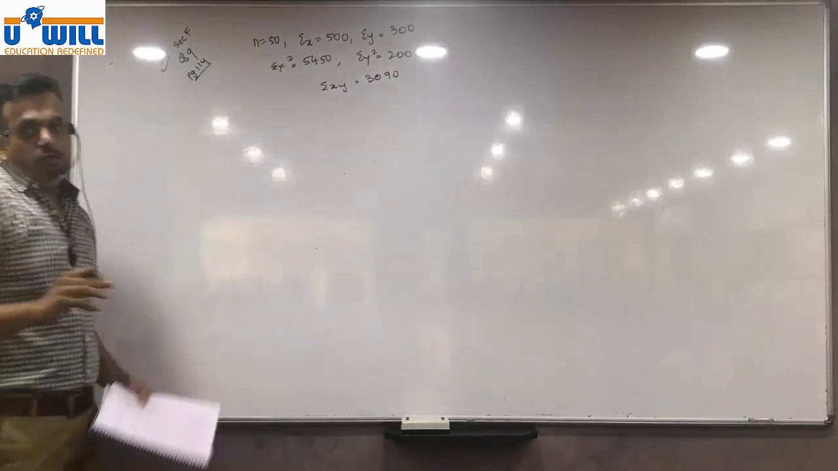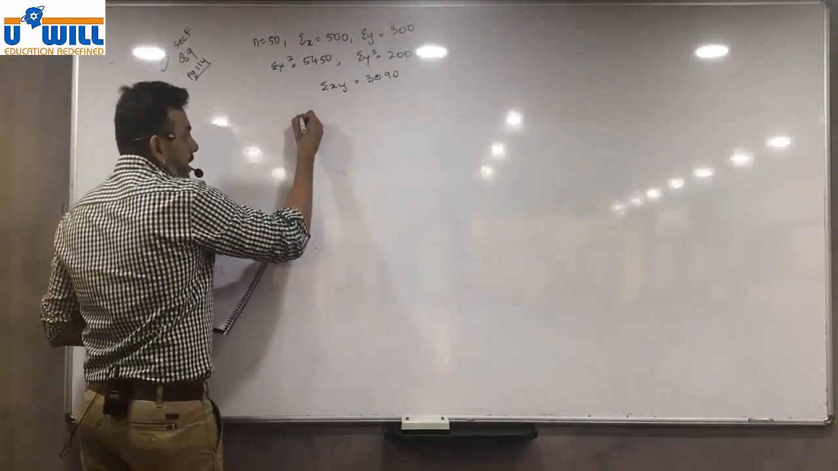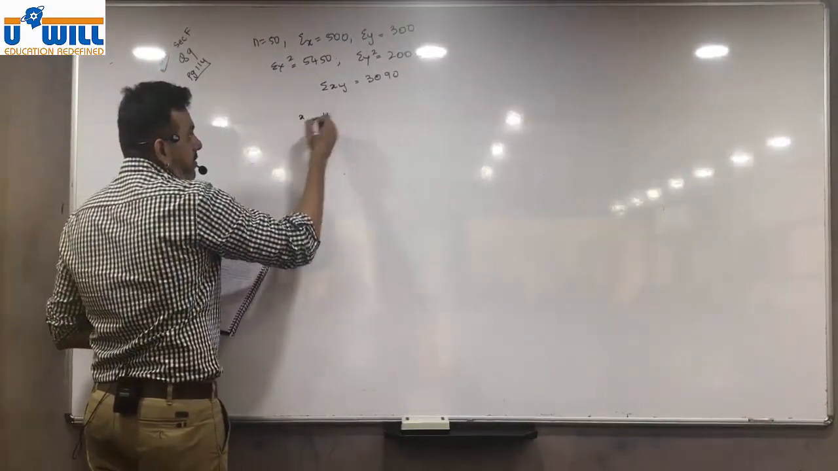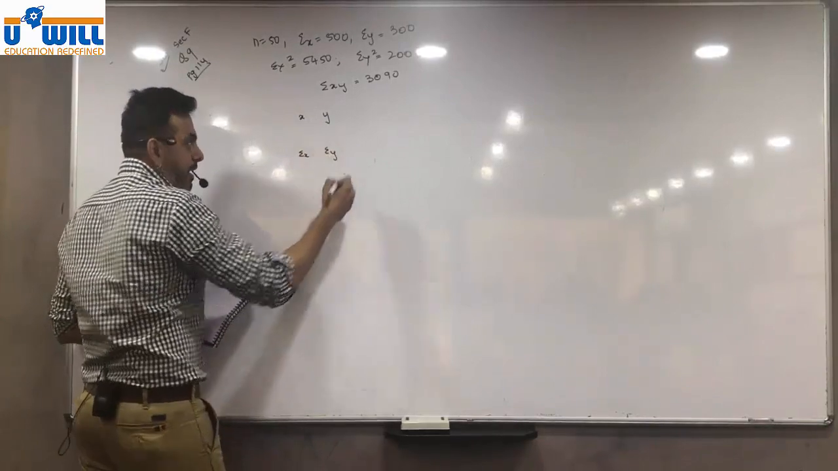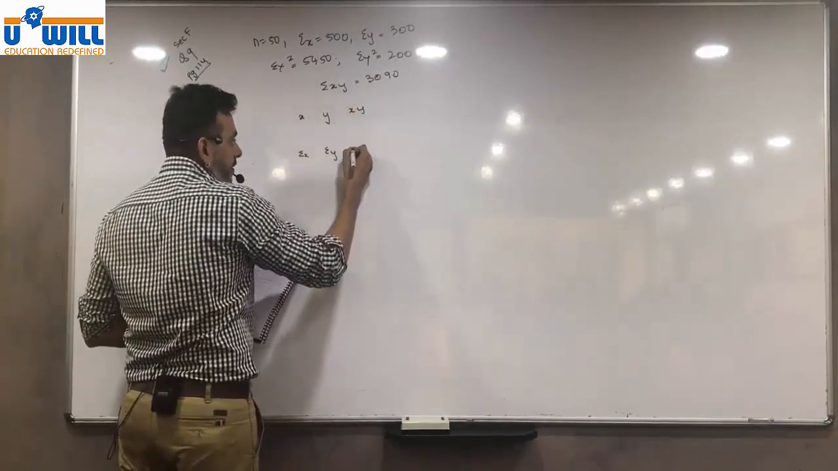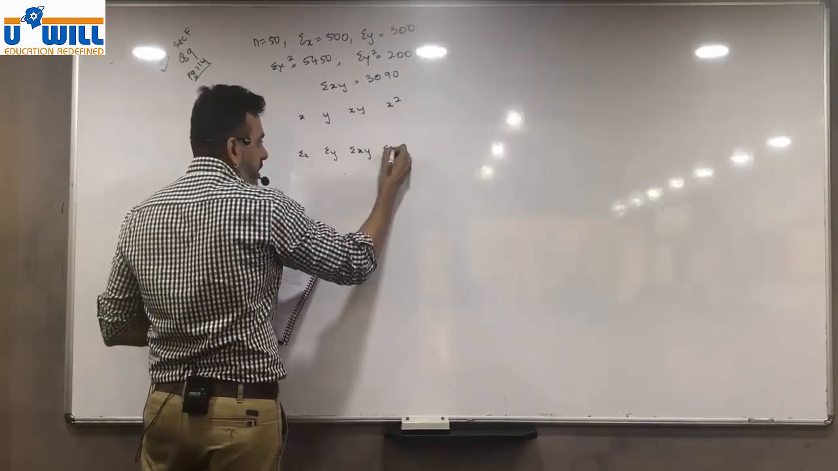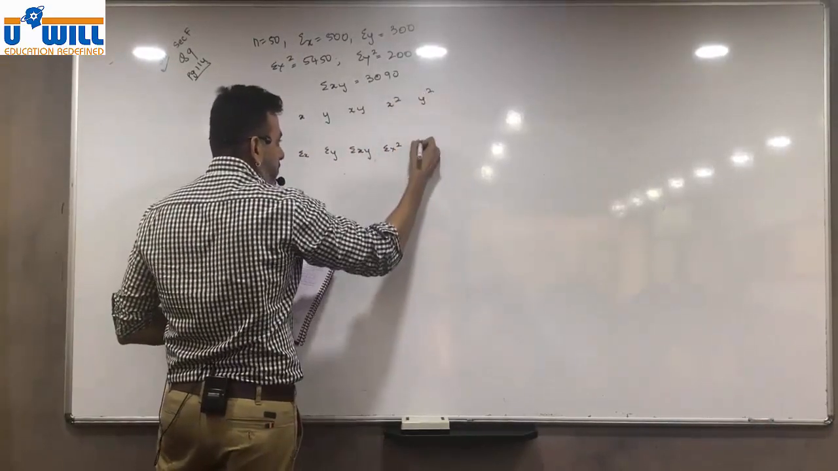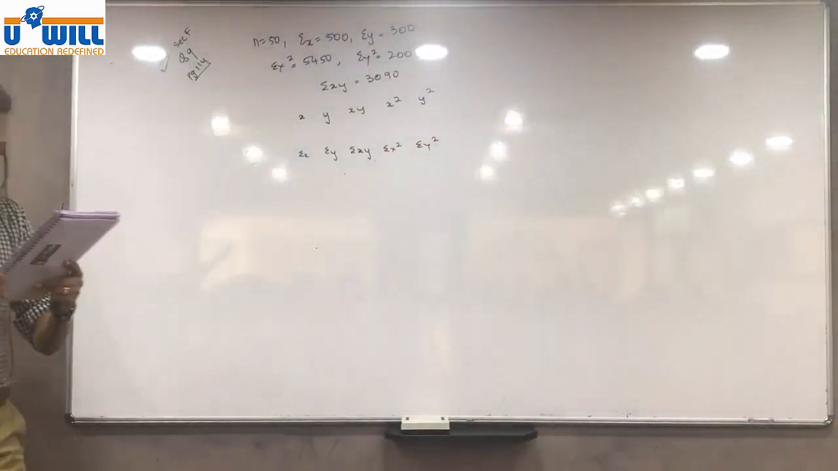3090. Now, first you understand the structure of this sum. X, then y, based on which you get sigma x and sigma y. Then you have x into y, so you get sigma xy. Then you have x square, sigma x square, and y square, sigma y square. You understood this? Now what is happening?